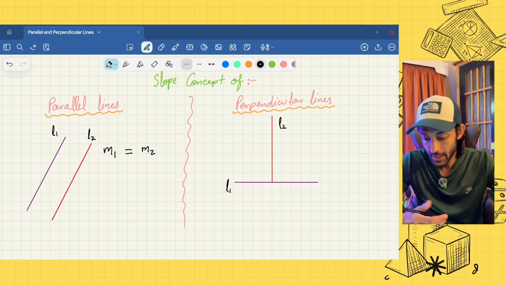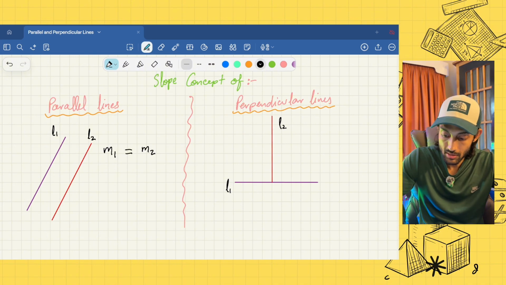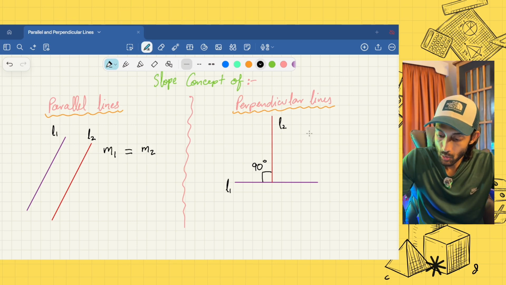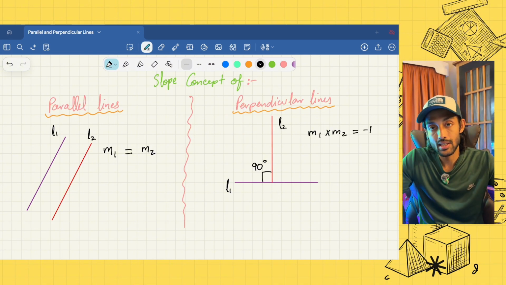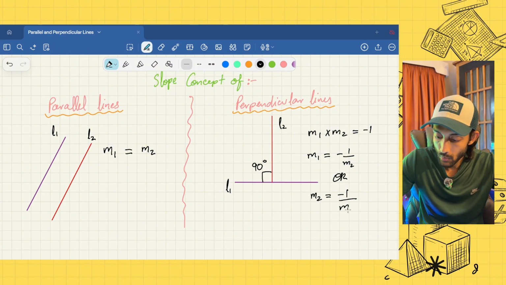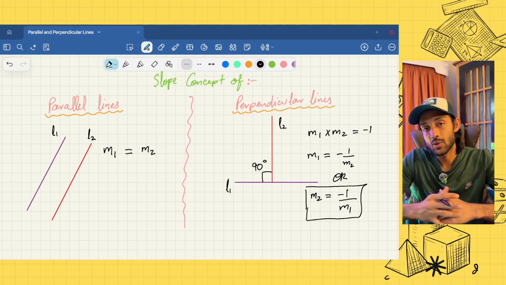On the other hand, if you have perpendicular lines, the perpendicular lines have the angle of 90 degrees between each other, and the slope condition is given as m1 times m2 is equal to -1. Their product is basically equal to -1, and you can even write it down as m1 is equal to -1 over m2, or you can even write it down as m2 is equal to -1 over m1, and this is why it is also called negative reciprocals of each other.